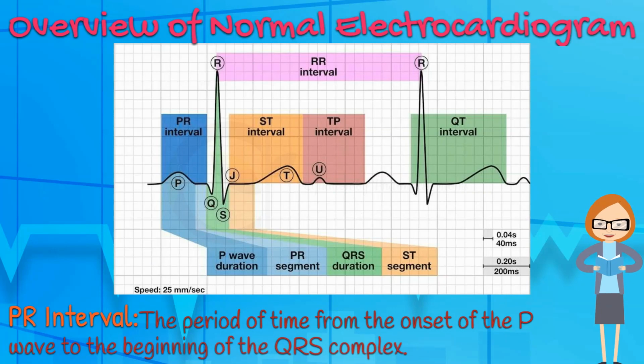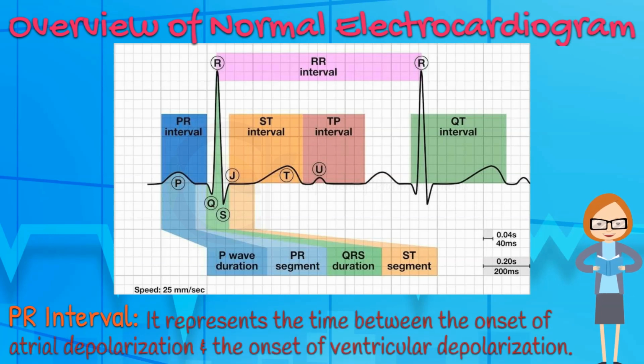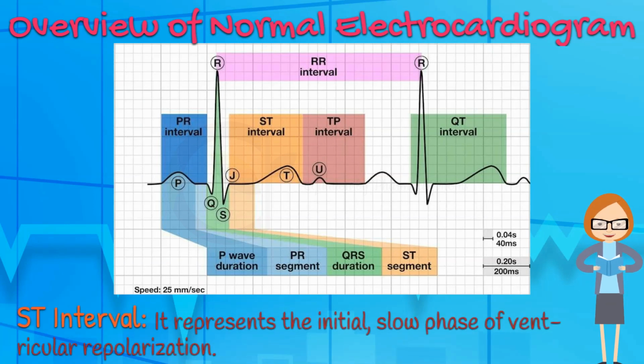The period of time from the onset of the P wave to the beginning of the QRS complex is termed the PR interval, which normally ranges from 0.12 to 0.20 seconds in duration. This interval represents the time between the onset of atrial depolarization and the onset of ventricular depolarization. The ST interval represents the initial, slow phase of ventricular repolarization.